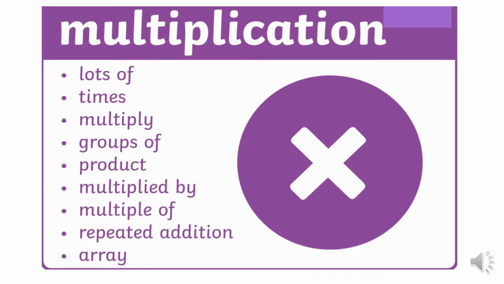And these are some of the words, some of the synonyms we can use to describe multiplication. We can use the words lots of and groups of. We can use the words multiply and times. We can use the words repeated addition and array. These are strategies, that means ways and methods that will help us to work out multiplication.